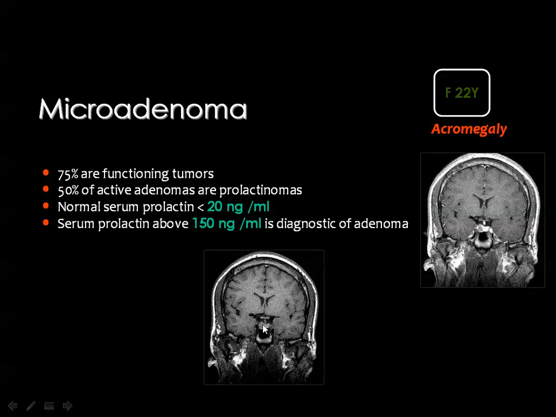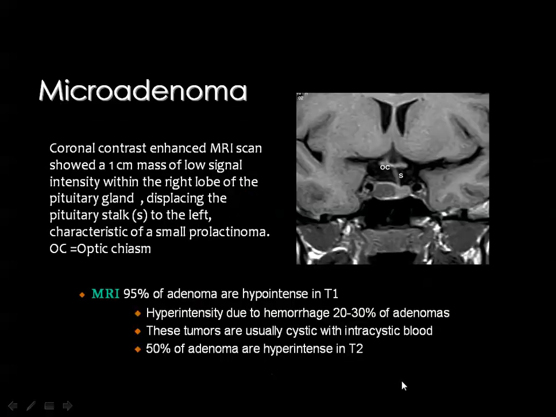In the pre-contrast scans, you can see there is some contour deformity of the upper border of the pituitary gland on the right side. After contrast injection, you can see that there is a lesion which is not enhancing compared to the enhancement of the normal pituitary tissue. This is the normal serum level of the prolactin, and the elevation of the prolactin above this figure is almost diagnostic of a pituitary microadenoma.